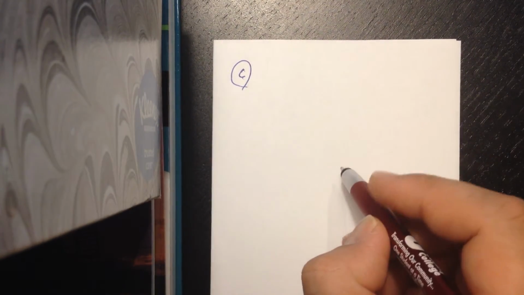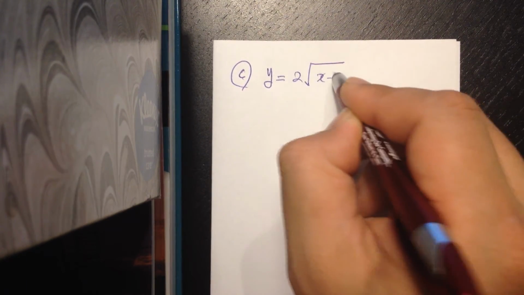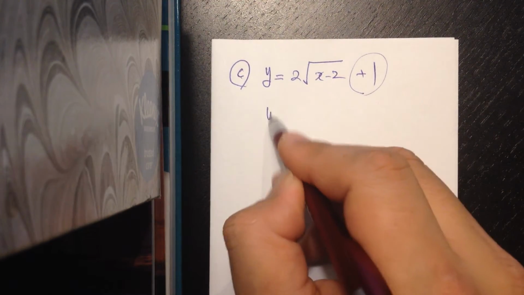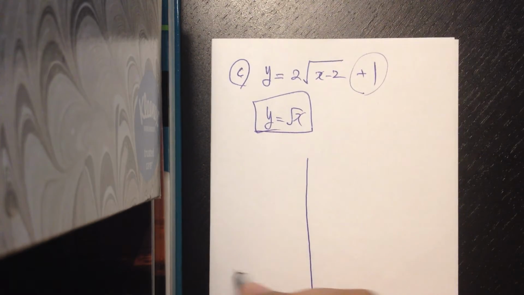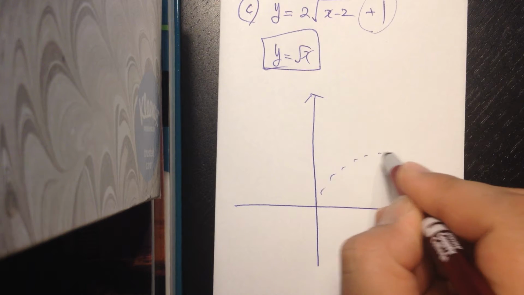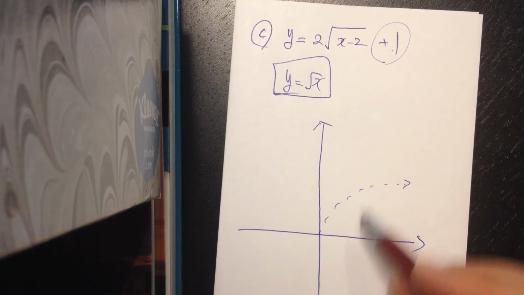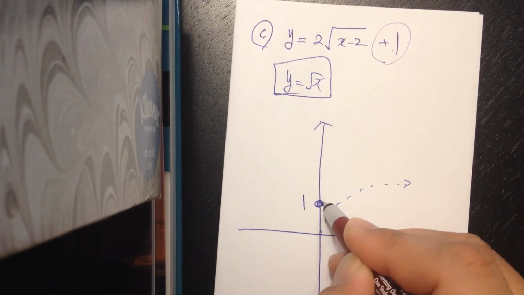Let's do C. y equals radical x minus 2, plus 1. Same setting. First of all, you need to know radical x, which is like this, right? So we get that. From there, positive 1 simply means what? We're going to bring the entire function up by 1 unit.